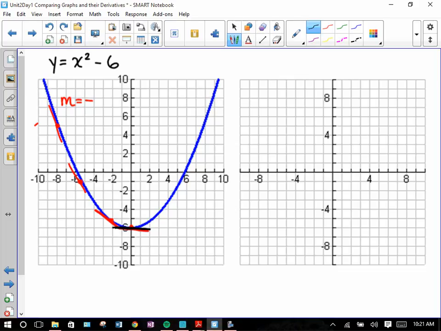The slope of a tangent, or the slope of a horizontal line, is 0. Alright, so at x equals 0, we know the slope is what? 0. So let's start by graphing our derivative. We want to get this. Using our first derivative, we know that the slope of this blue parabola at x equals 0 is 0, right?